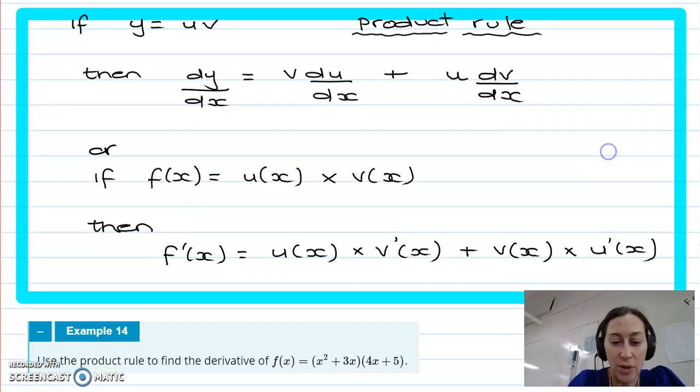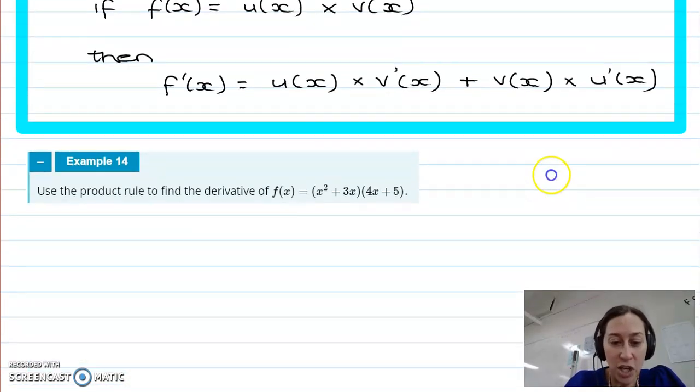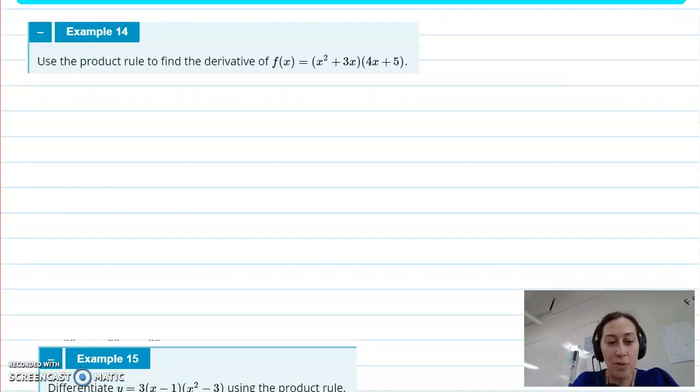So let's have a go at this. What you can see in front of you is the rule in Leibniz notation and also in function notation as well. We're going to have a go at doing an example. So example 14 says use the product rule to find the derivative of f of x equals x squared plus 3x multiplied by 4x plus 5.